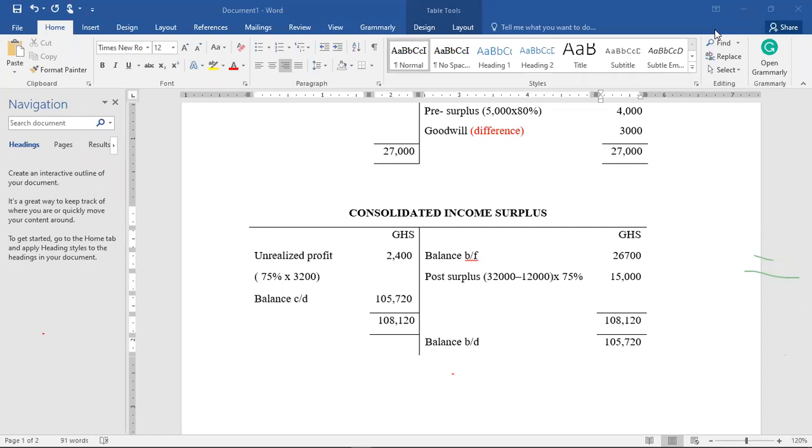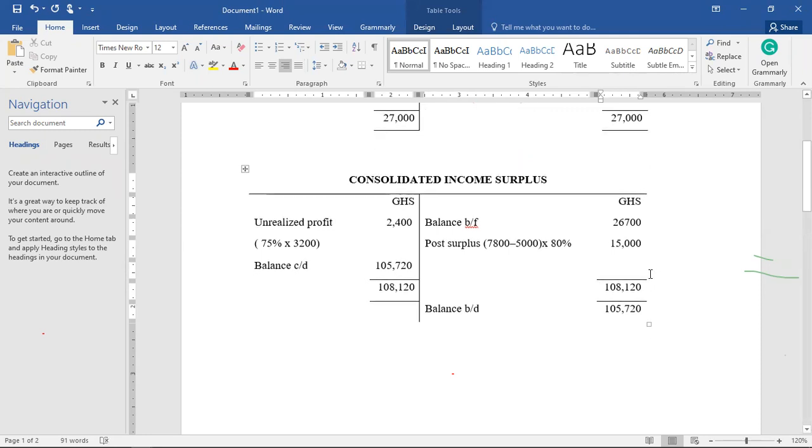And we're having a pre-acquisition surplus of 5,000. So to get the post-acquisition surplus, you pick your 7,800 there minus your 5,000, multiplied by the 80%. Now, how much are you getting? 2,240. Okay.